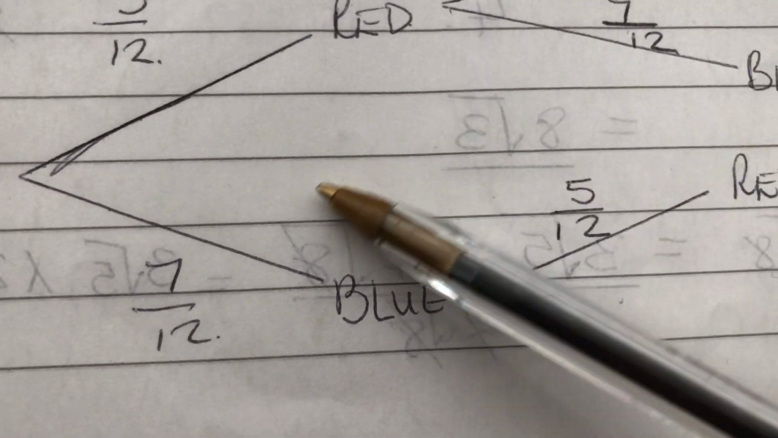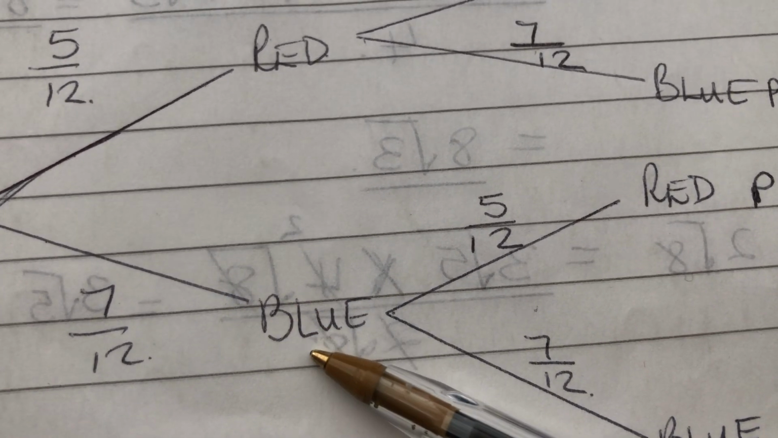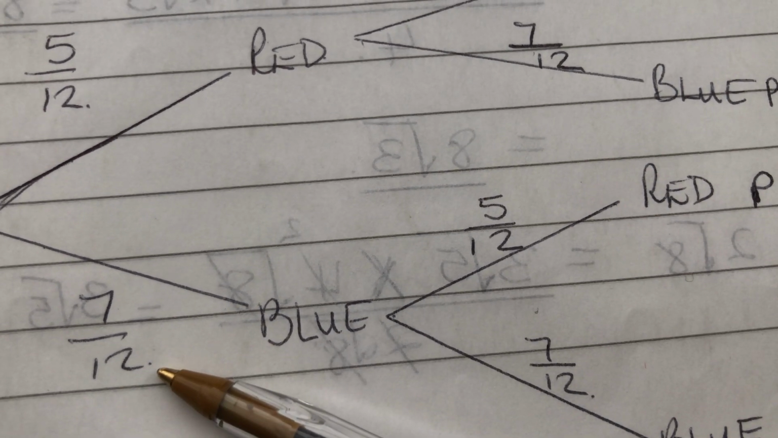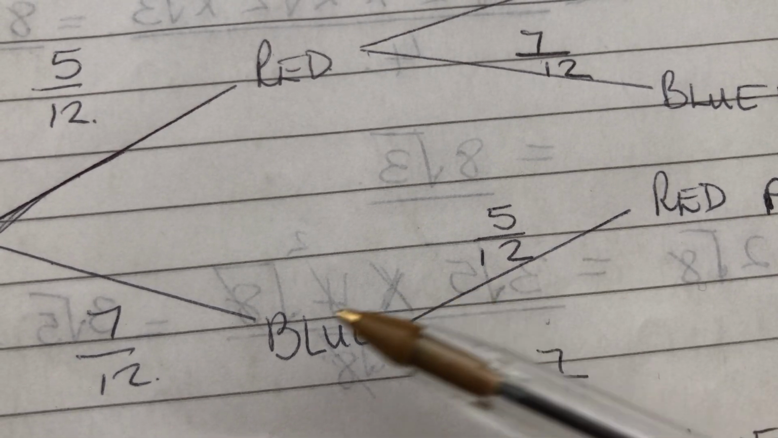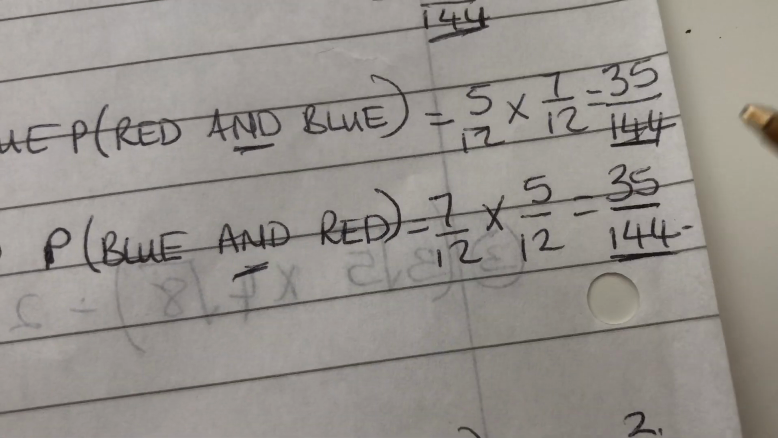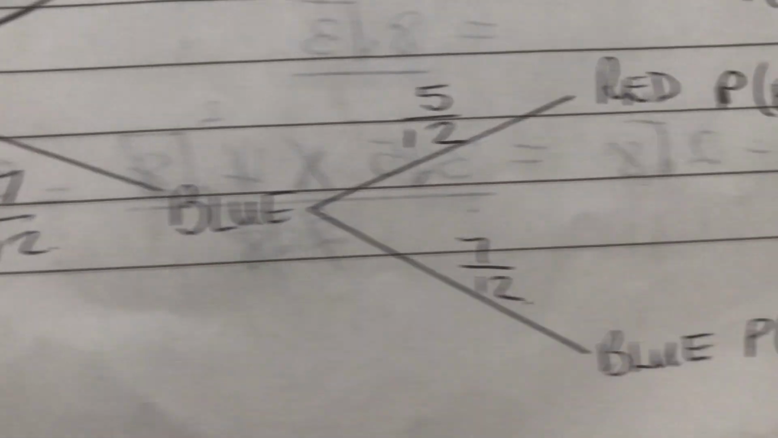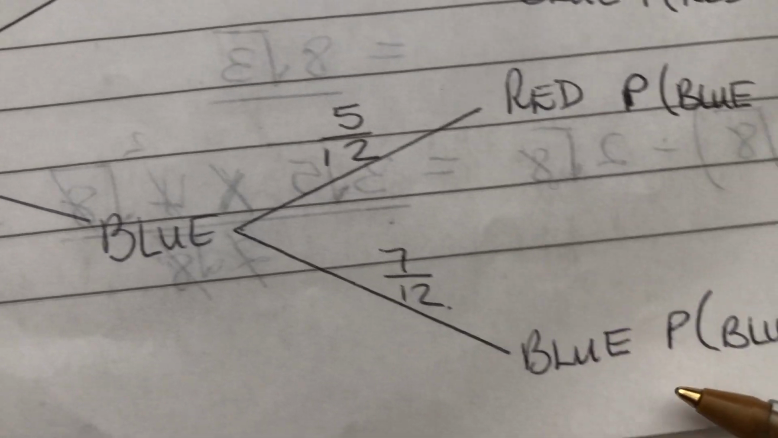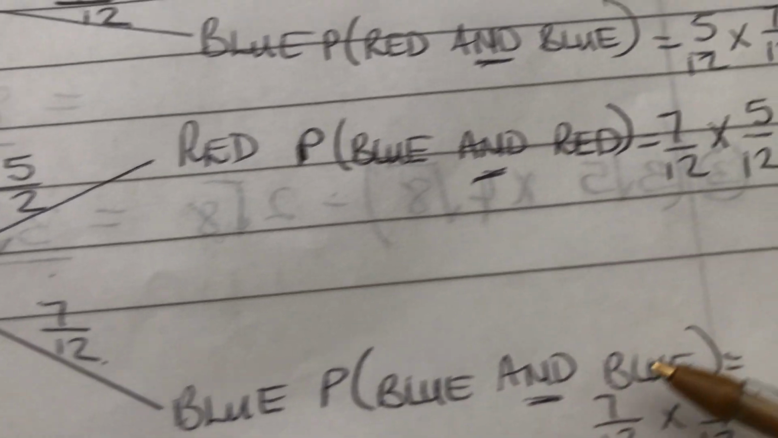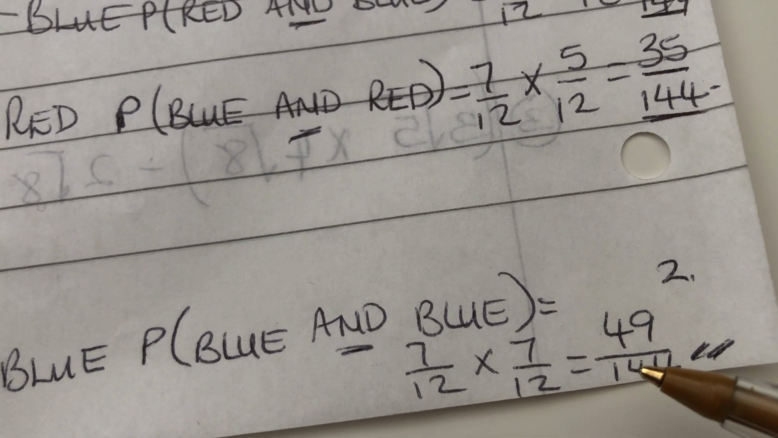What is the probability of choosing a blue and a red? Okay, so the probability of choosing a blue and a red is 7/12 and 5/12, which will give you 35 out of 144. There, that one here. What is the probability of choosing a blue and a blue? So 7/12 times 7/12. Probability of choosing a blue and a blue, which is 49/144. Okay.